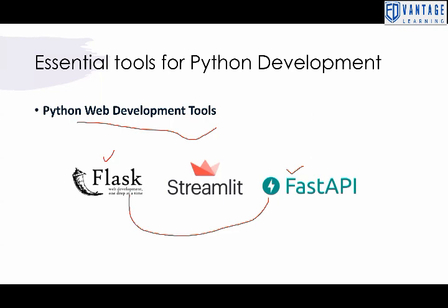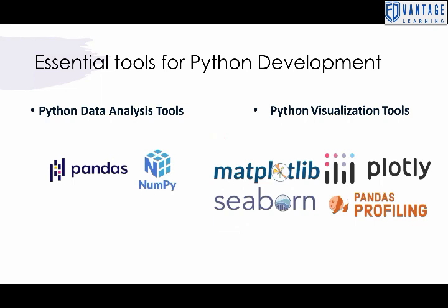Spyder, Flask, and FastAPI. These are your APIs, basically REST APIs that will help you to connect your backend with your front end. And Streamlit is a Python package that helps you to develop your own web application with the front end itself. The code will be in Python itself. These are some of the web development tools.